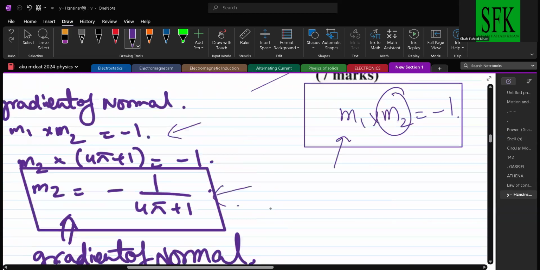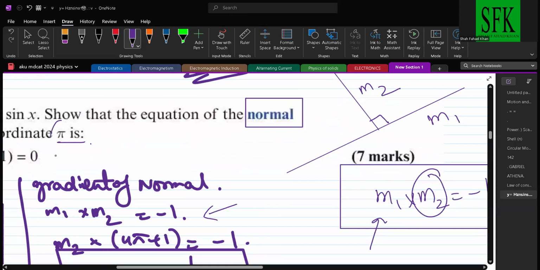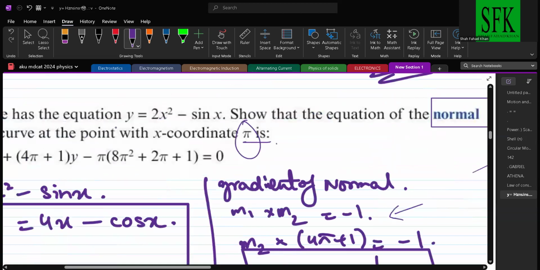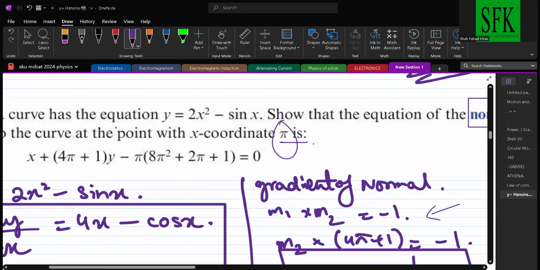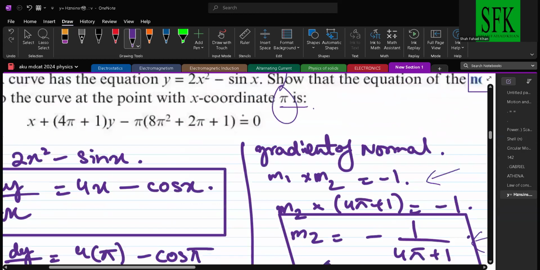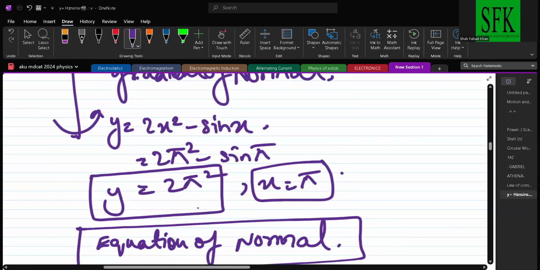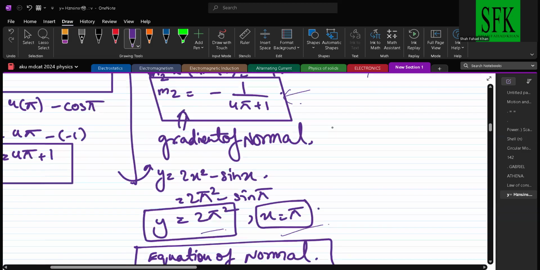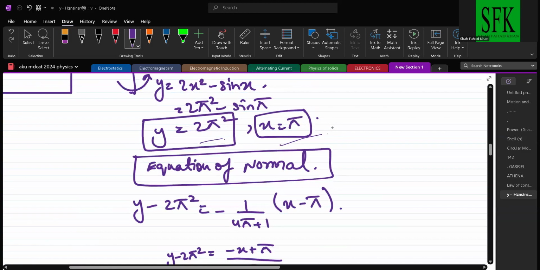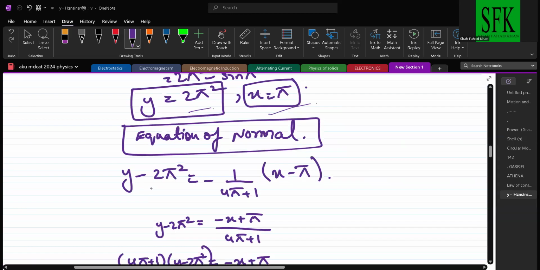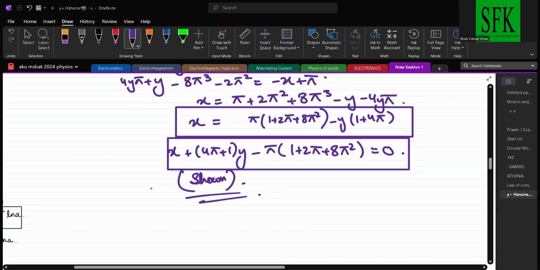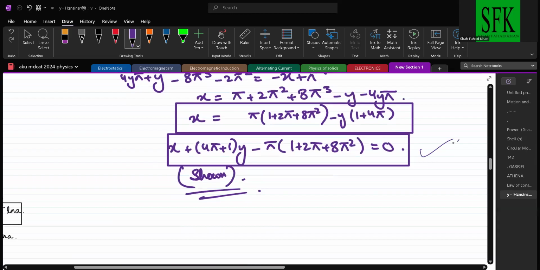Now, once you have m2 and you have the x coordinate, can you calculate the y coordinate at that point as well? Because we need the coordinates of one point. To calculate the y coordinate, just put the pi back into this equation. We have the y coordinate right over here, which is 2 pi squared. We have both coordinates, and we also have the gradient of the normal. So just put them into the same equation: y minus y1 equals gradient into x minus x1. Rearrange, and you get the final result.